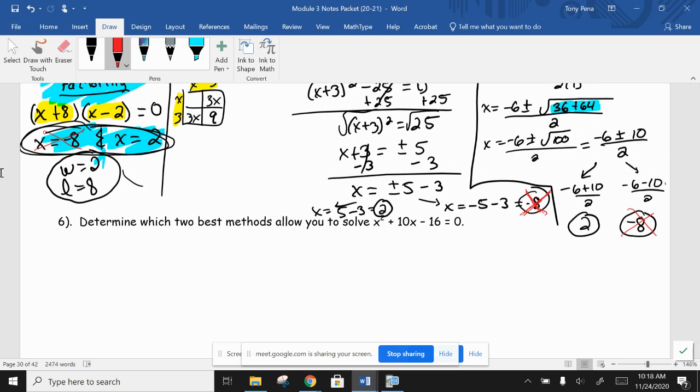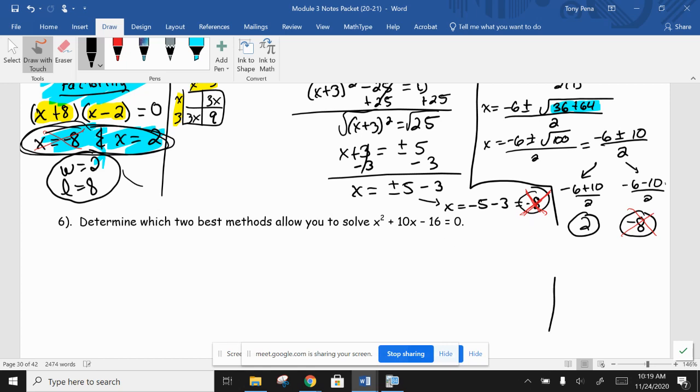Where it says, determine which two best methods allow you to solve this quadratic equation now. So if we look, let me create a little space. This is in standard form. This is the form that we want it to be in. We have our square term, we have our x to the first term, we have our constant. It is all set equal to 0.